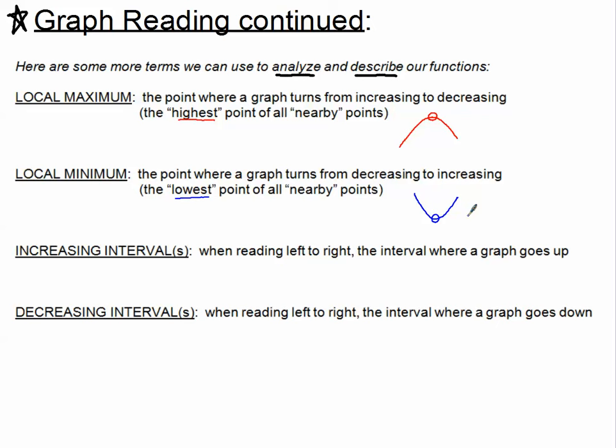Increasing intervals and decreasing intervals, well, we sort of just illustrated that. An increasing interval, we always read our graphs from left to right. An increasing interval would be the interval from left to right where a graph goes up. So basically think about walking up a mountain. From left to right, you're going upward. Decreasing interval, of course, again, reading from left to right, is the interval where a graph goes down. So let's say you get to the top of the mountain and then you ski down the other side, then we have a decreasing interval.